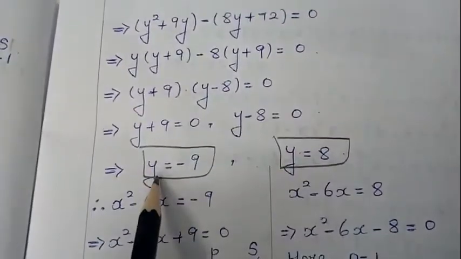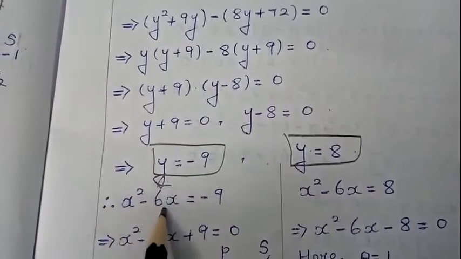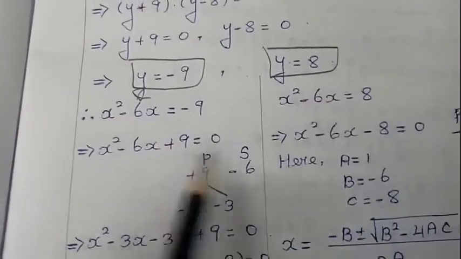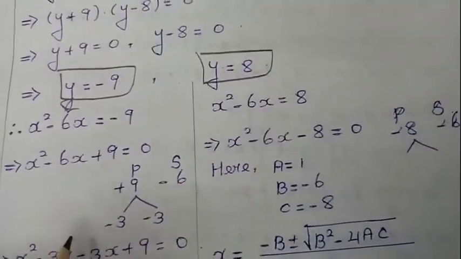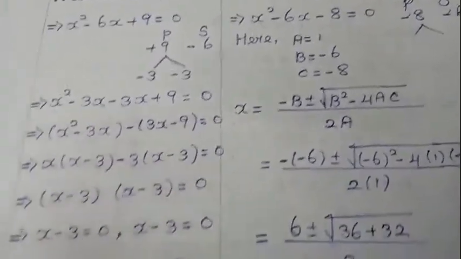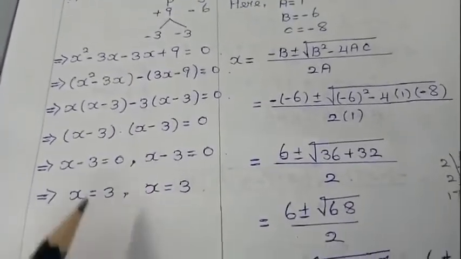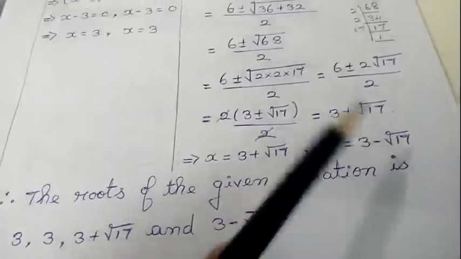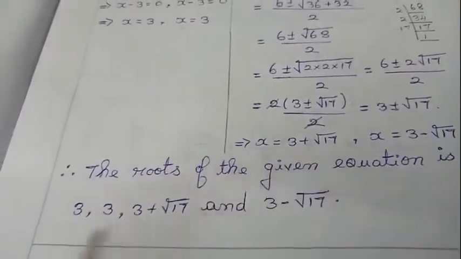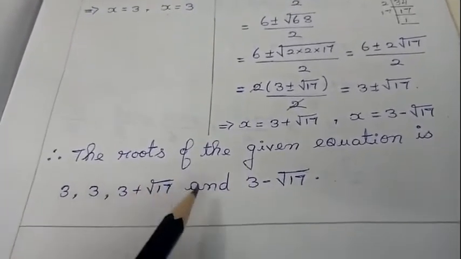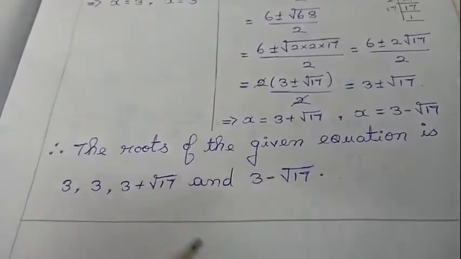But what is the value for y I'm having here? y is nothing but x² − 6x = −9 and x² − 6x = 8. Form a quadratic equation. In this place I'm using the product sum method, and in this place I'm using the quadratic formula. You can do the calculation in your own way. After finding, the final answer is x = 3, twice, and here x = 3 + √7 and 3 − √7. Therefore, the roots of the given equation are 3, 3 + √7 and 3 − √7.